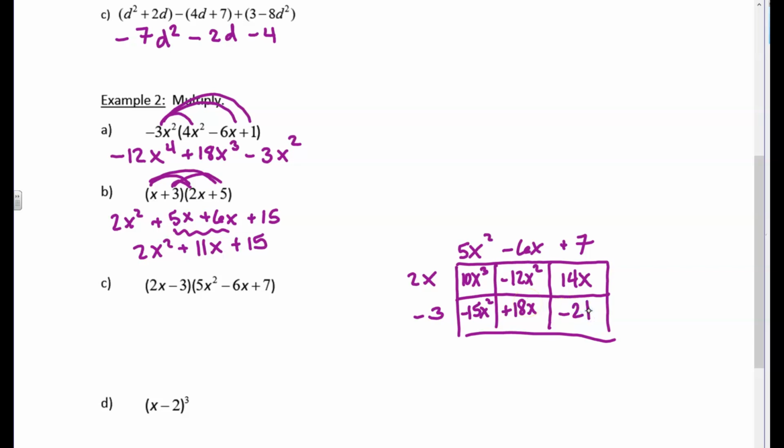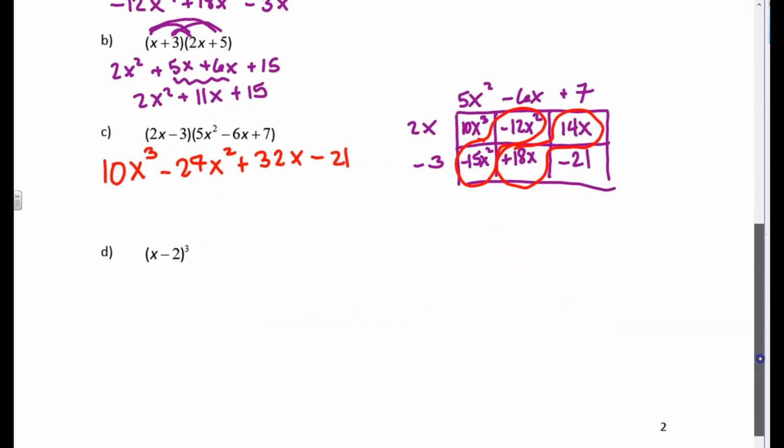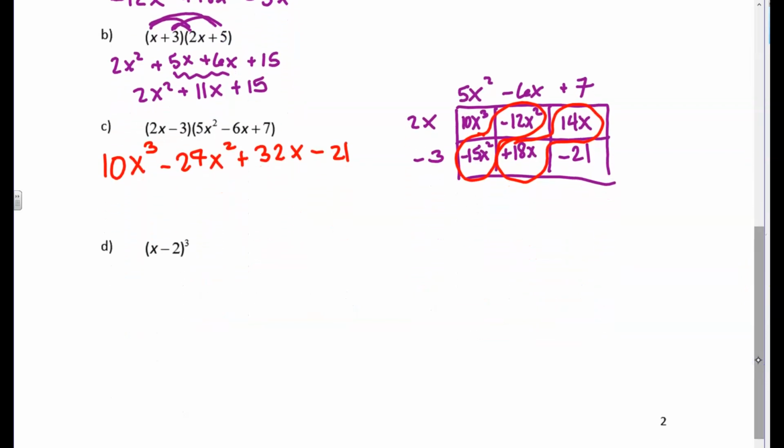Now, the cool thing about this is usually your like terms often end up on a diagonal. So here are my like terms. So my final answer is 10x cubed minus 27x squared plus 32x minus 21.